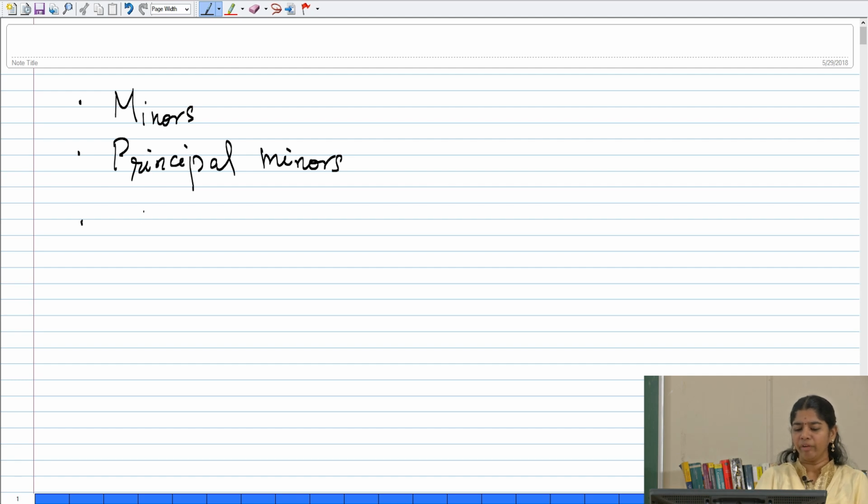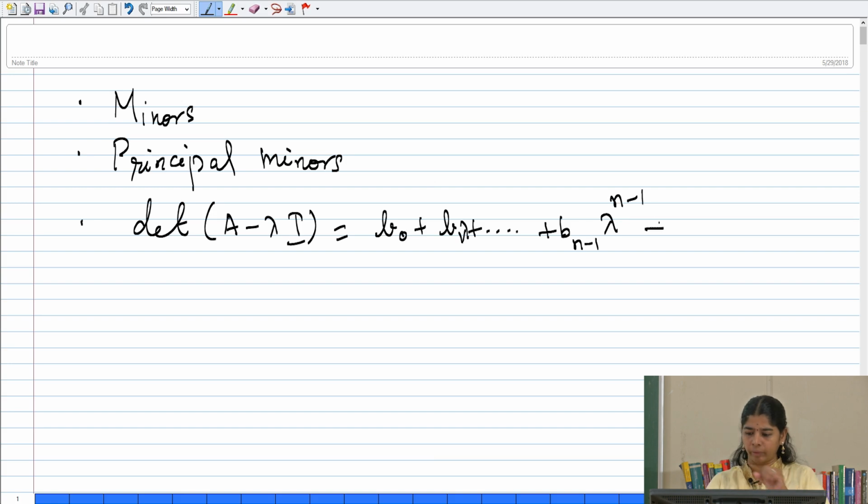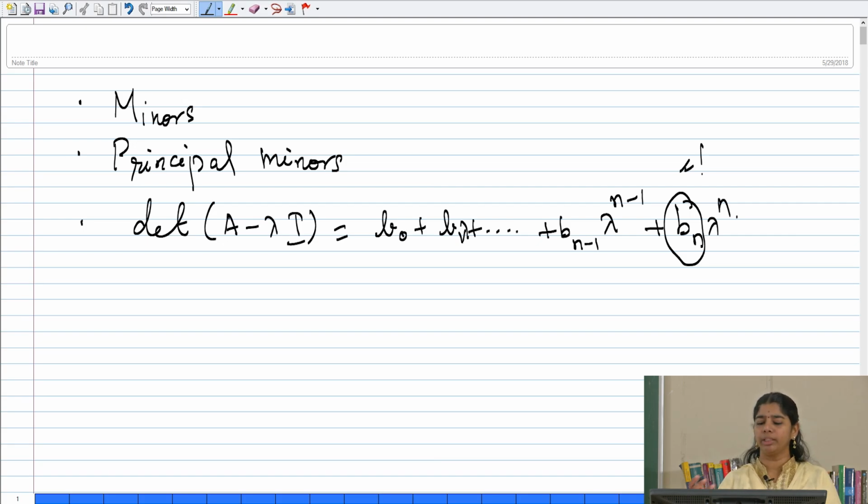So suppose I have the determinant of A minus lambda I for any square matrix A, right? And suppose we write it as b0 plus b1 lambda, and so on, up to b(n-1) lambda power n minus 1 plus bn lambda power n, and usually this bn is going to be equal to 1 in our case, right? And so with this representation, we started talking about how these coefficients are connected to the minors, right?